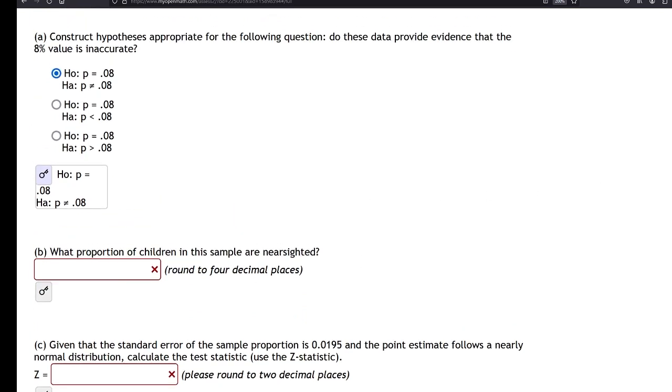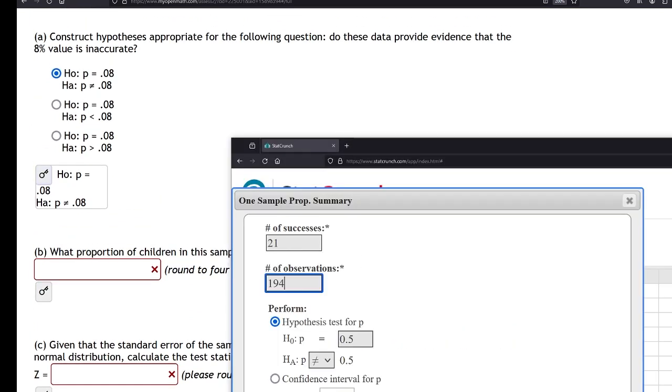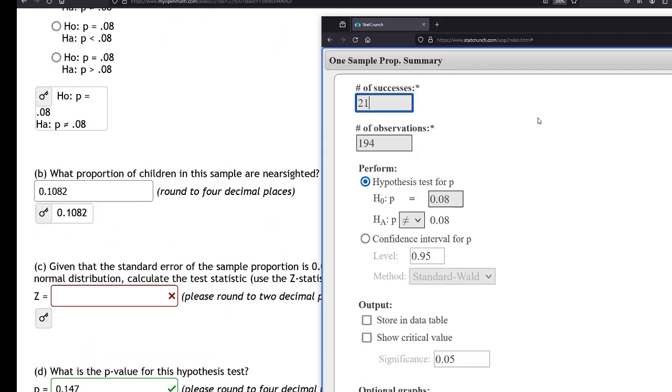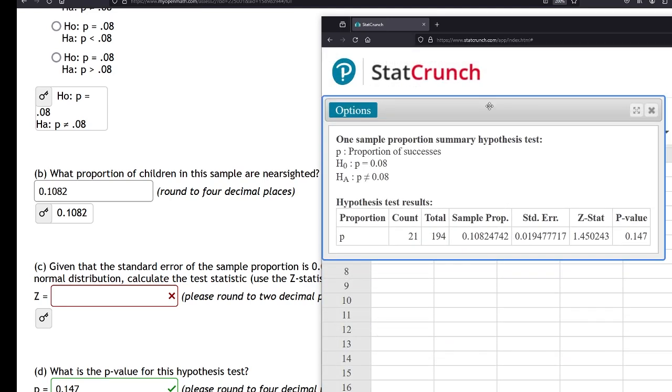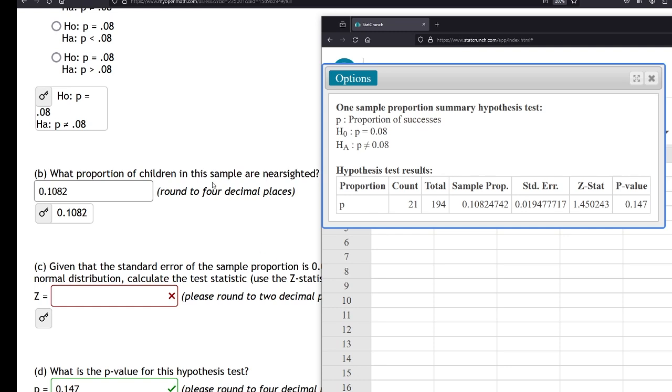Okay. So what proportion of children in this sample are nearsighted? Okay, so we'll match our hypothesis over here with the one that we calculated over here. You have to remember to change this value and then pick the right symbol there. We want a 95% confidence interval. Going to hit compute. And then notice that we get the answers from over here.